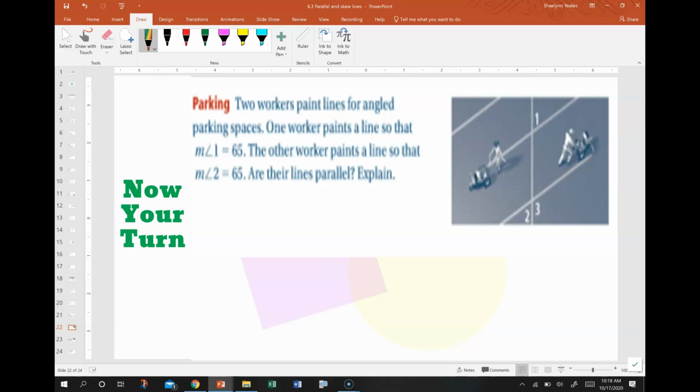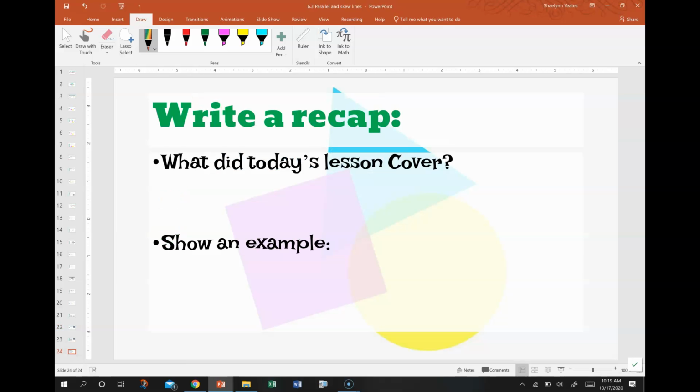Okay, and then once you do that, I want you to look at this. They're saying that the measure of angle 1 is 65, the measure of angle 2 is 65. Can you, with what you know, say they're parallel? And by what converse theorem can you say they're parallel? All right? And then write your recap, and you are done for today.